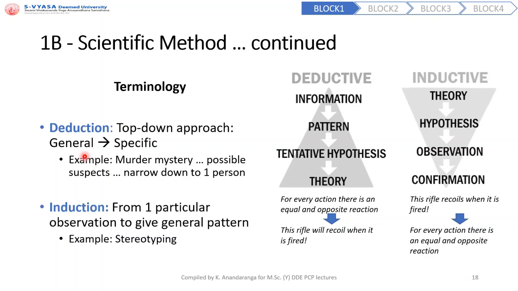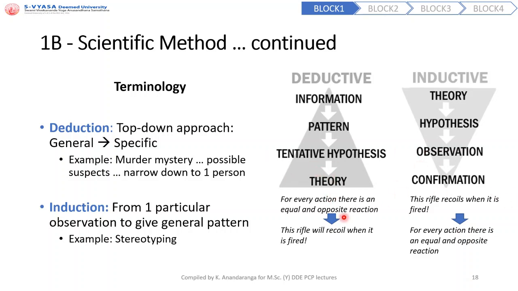The other example is that of induction. In an inductive process, you start with one specific observation and then you give a general pattern to it. Typically, what we do is we stereotype. We think that people from a certain region have a certain behavior. You think people from south have a certain mannerisms, people from north have a certain mannerisms. That's our typical way of inducting. We look at a couple examples of people around us and we make that stereotyping. In the scientific process, this process is very structured.